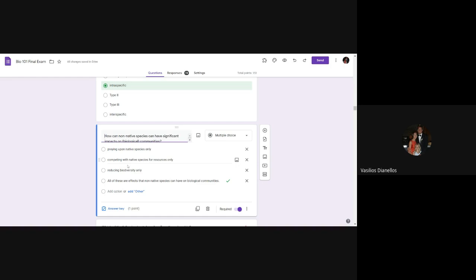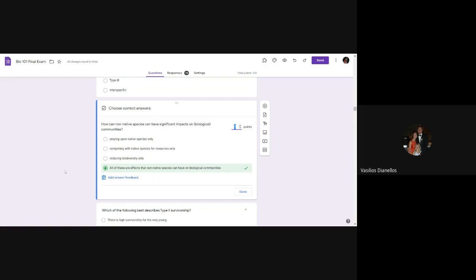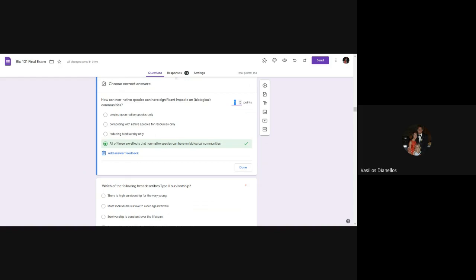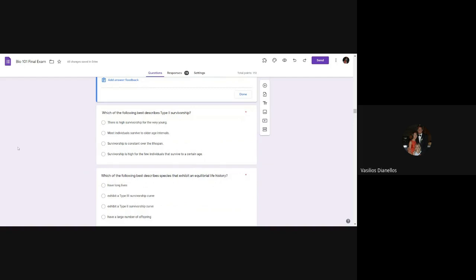Let me double check and make sure I have it. Yep, that is correct. So I guess in this case, this is one of those few where, hey, if you got the wrong answer, at least you were not completely wrong, right? Because they are all correct, but that's the most correct. Anyway, which of the following best describes type 2?